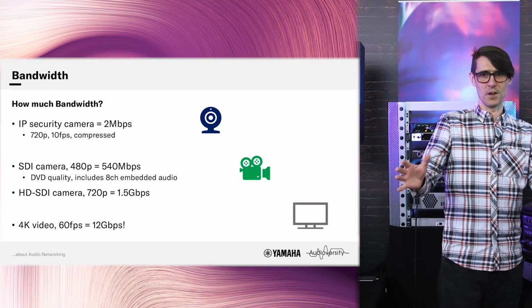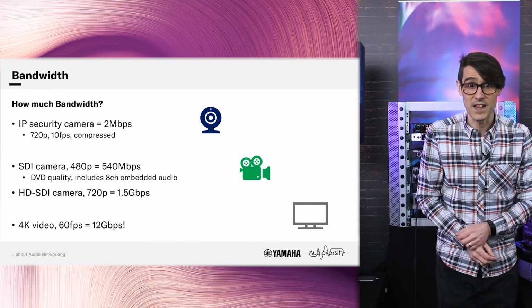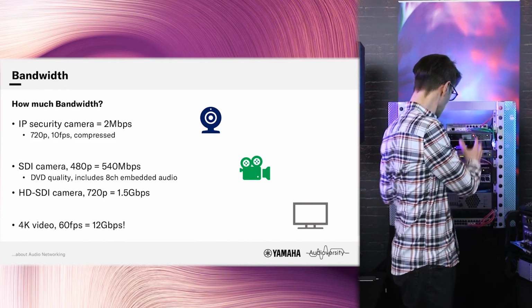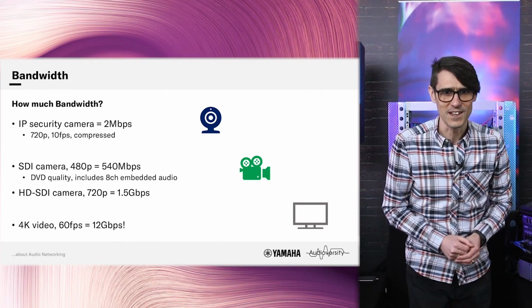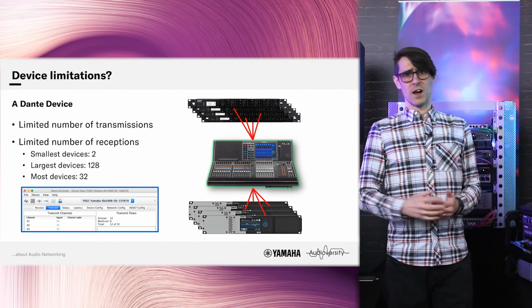And 4K video, that's huge. At 60 frames a second, it's 12 gigabits per second. So raw 4K data is too much for any of my network to handle. That's where you need those 100 gig ports. So that gives you an idea.